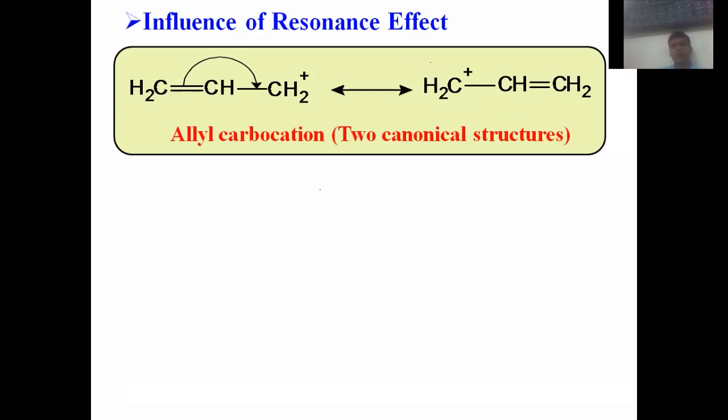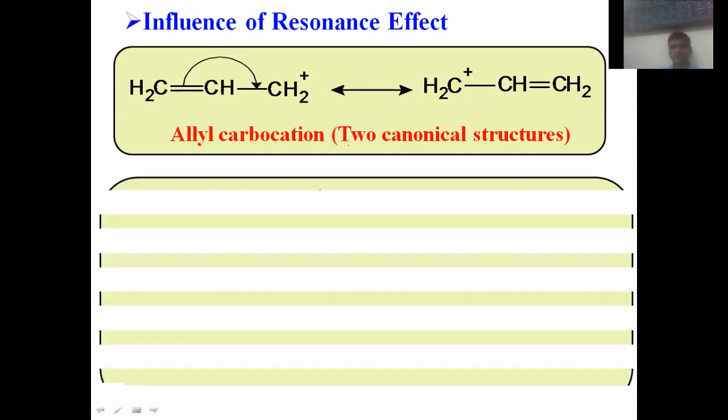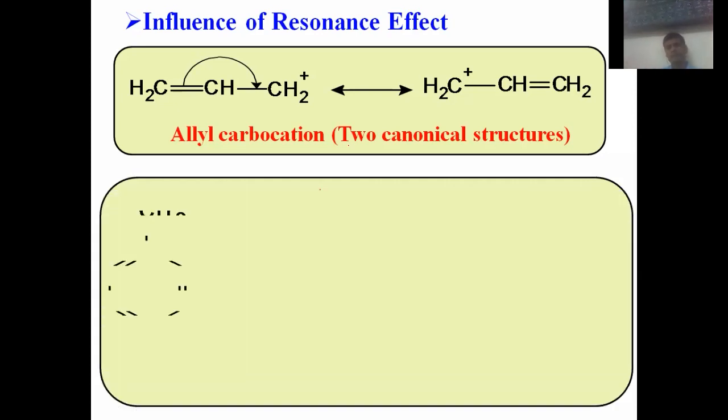And here also, allyl carbocation is more stable because there are 2 canonical structures. Let us see another example. Very interesting example. This is benzyl carbocation. CH2, that's the carbon having positive charge. There is one phenyl group attached to that carbon. And here, that carbon having positive charge, there is unsaturation. There is a conjugation adjacent to that positively charged carbon.